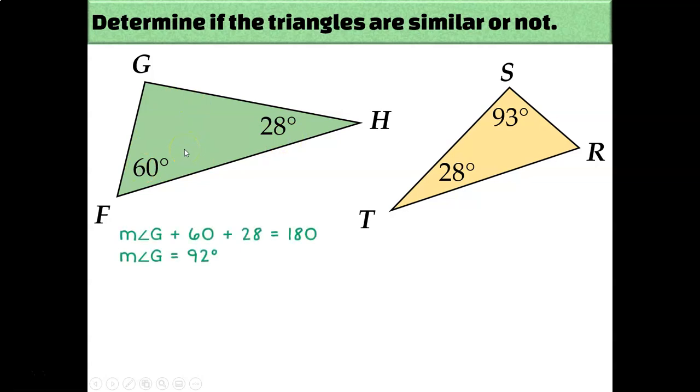So I could say that the measure of angle G plus 60 plus 28 is equal to 180. When I solve that, though, I get an answer of 92. You could have also solved for angle R instead. The measure of angle R plus 93 plus 28 equals 180, and I find out that the measure of angle R is 59. But that's not 60.